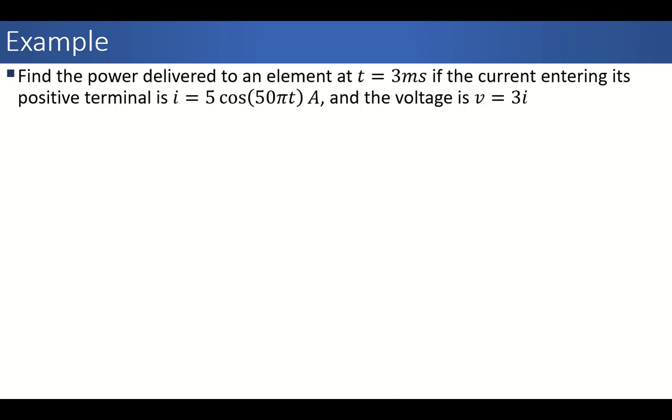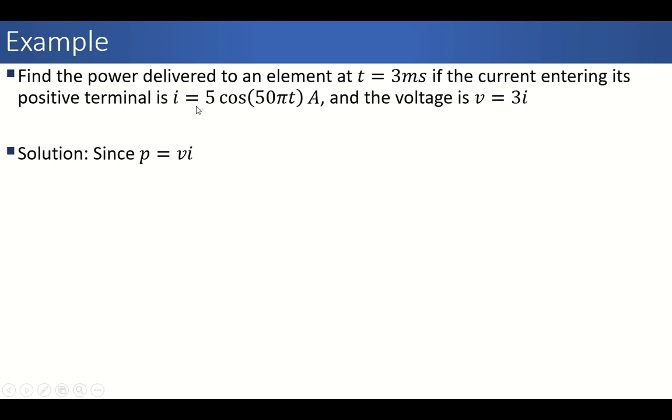Let's see another example. Find the power delivered to an element at time t equal to 3 milliseconds if the current entering its positive terminal is I equal to 5 cos 50 pi t amperes, and the voltage is V equal to 3I. So let's see the solution. Since we want to find the power delivered to the element at a specific time, that is time t equal to 3 milliseconds.